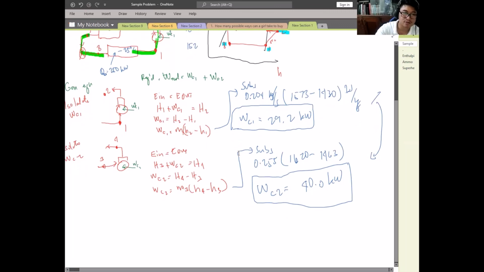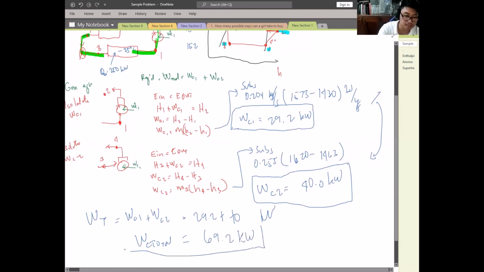But wait, there's more. The total power required to operate the system is work of compressor 1 plus work of compressor 2, so 29.2 plus 40 kilowatts. So the total work of the compressor is equal to 69.2 kilowatts. And this is the final answer.